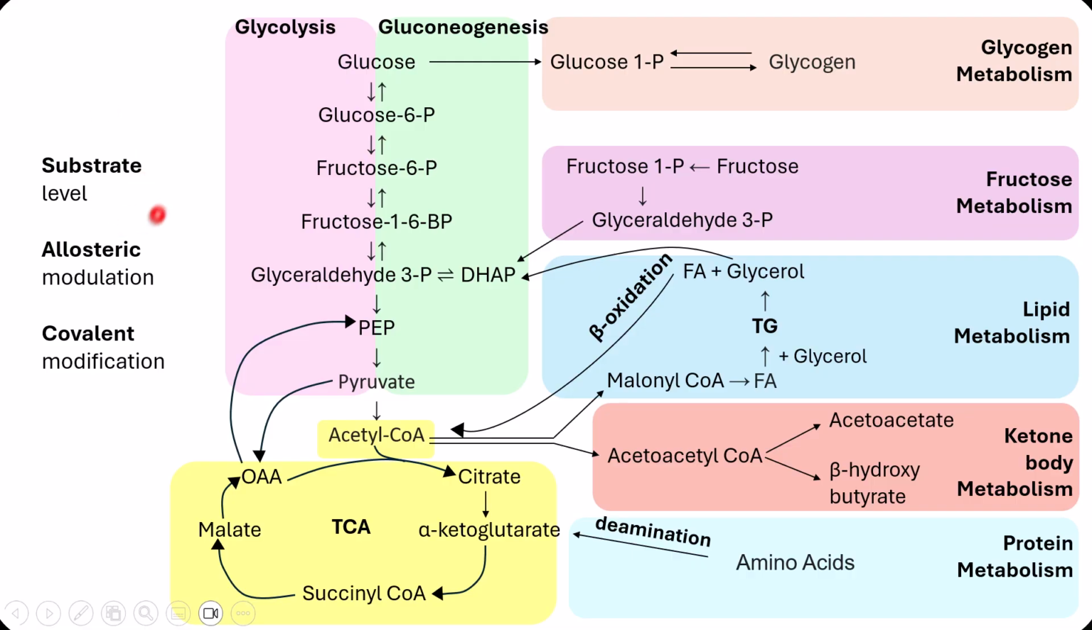Then there are 3 more levels of control, which are substrate level of control, allosteric modification and covalent modification. Substrate level of control is a very primitive level of control and very simple to understand. Like glucose 6-phosphate to fructose 6-phosphate, it is a reversible pathway. So if glucose 6-phosphate is more, it will favor the conversion of glucose to fructose. And if fructose 6-phosphate is more, it will favor the conversion of fructose to glucose. So that is how this reaction is controlled.